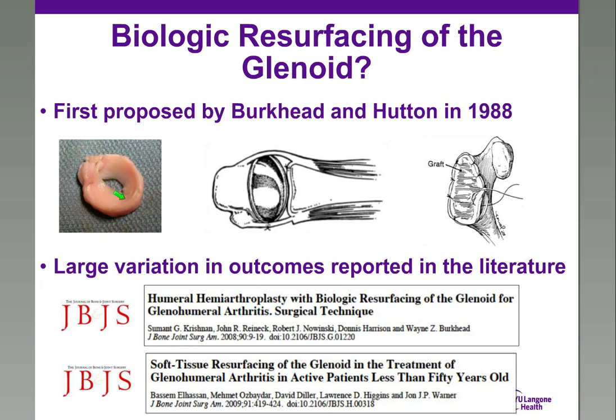But the most commonly utilized interposition was a folded over lateral meniscus allograft, which is then sutured to the remnant native labrum. There's an extremely large variation in outcomes that are reported in the literature following biologic resurfacing. In Krishnan and Burkhead's paper that was published in JBJS in 2008, they reported a greater than 80 to 85% success rate at almost 10 years of follow-up. While in contrast, the folks at Harvard, in their series of patients that were less than 50 years of age at the time of biologic resurfacing, they described a 90% failure rate at less than 2 years of follow-up.